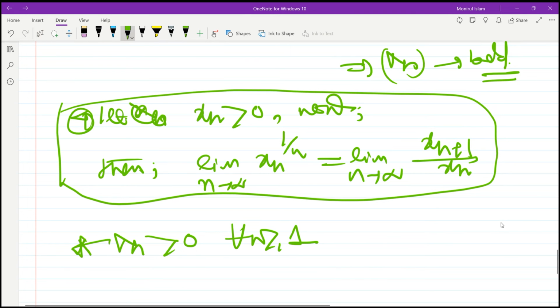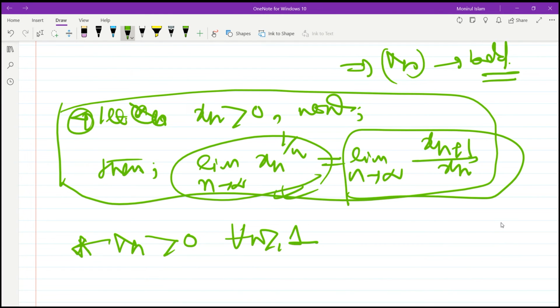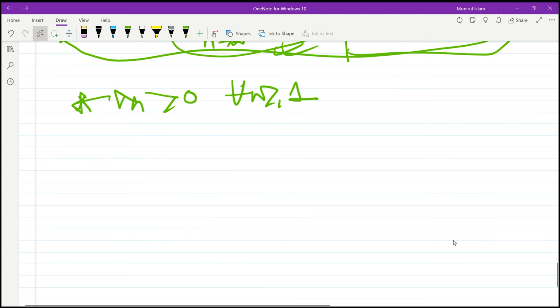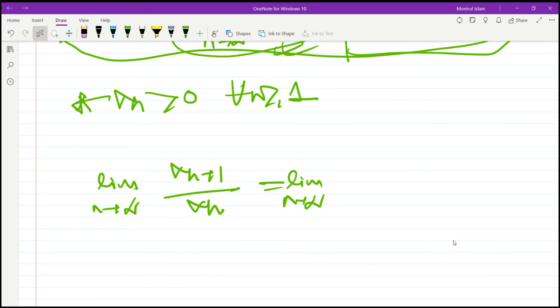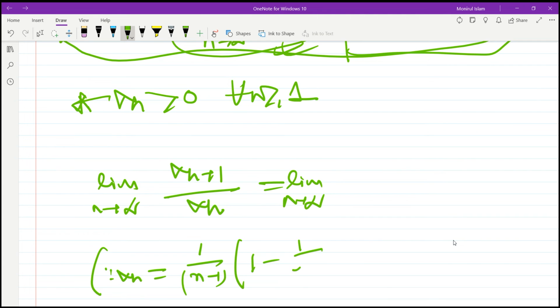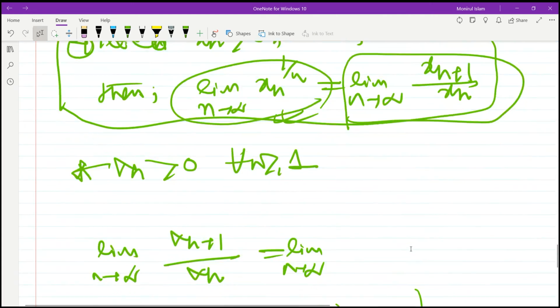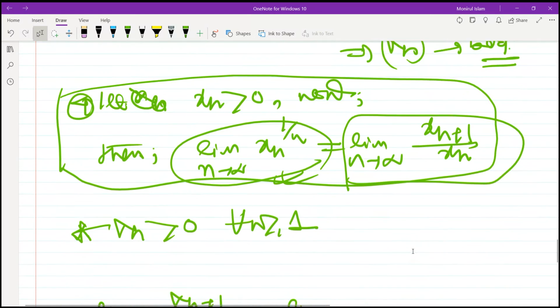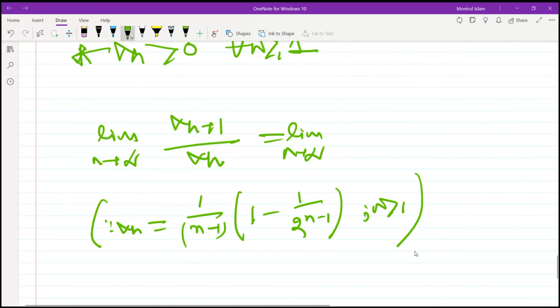You have to find limit n to infinity of lambda n to the power 1 by n. So I am finding limit n tends to infinity of lambda n plus 1 upon lambda n. Lambda n is 1 upon n minus 1 upon 2 to the power n minus 1, for n greater than 1; for n equal to 1 it is different. Since we are evaluating the limit as n tends to infinity, we take large n, so we take the n greater than 1 case.